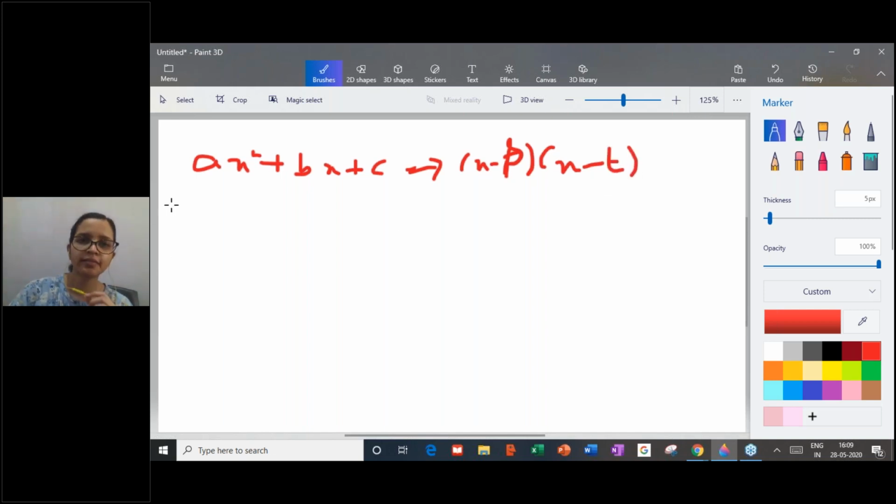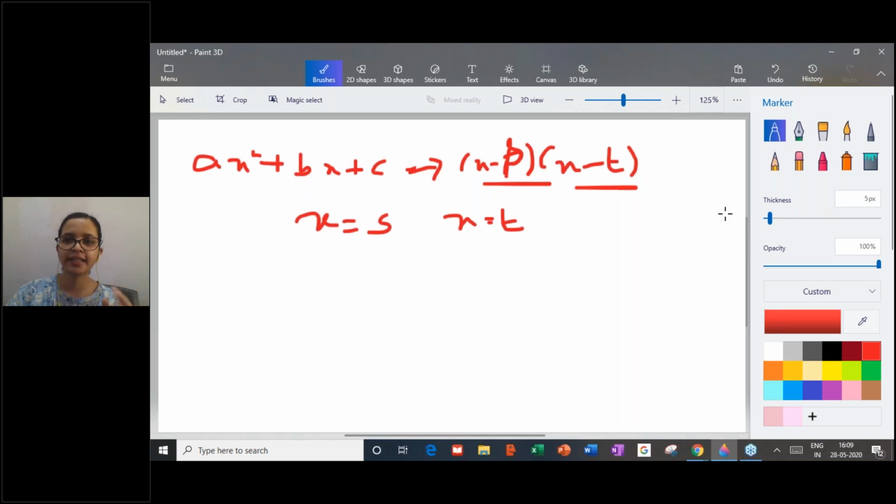Okay, from the factor theorem, this is how you do it. So you assume that the equation has two factors like this and this. Why are we taking minus? You know why? Because if you take the zero of these factors, you will get x as s and x as t. That's why the minus, just to get it easily, right?